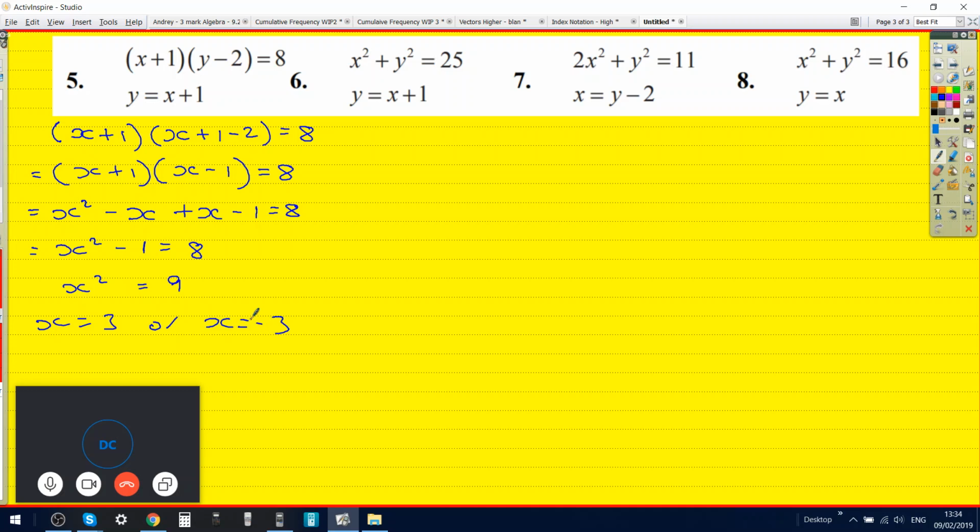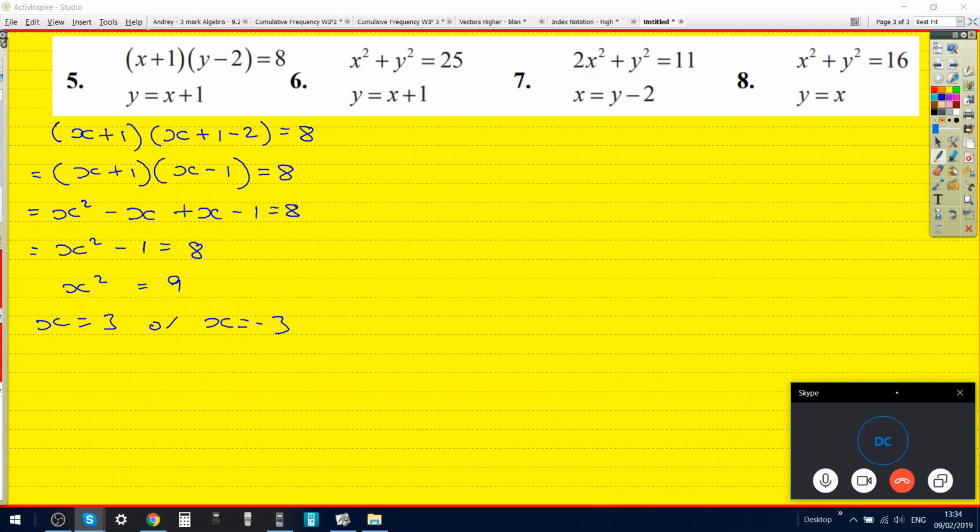So then we have to substitute into the second one, so y equals x plus 1. So that becomes y equals 3 plus 1, so y equals 4 when x equals 3. And for the second one is basically the same. What would you get? y equals minus 2 when x equals minus 3. Yeah. Perfect.